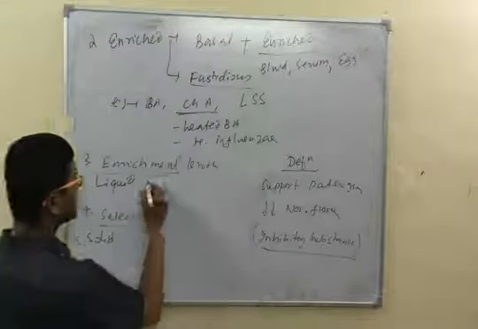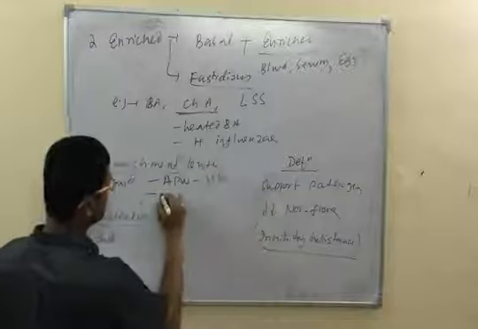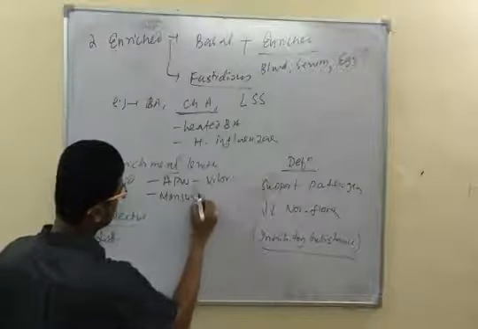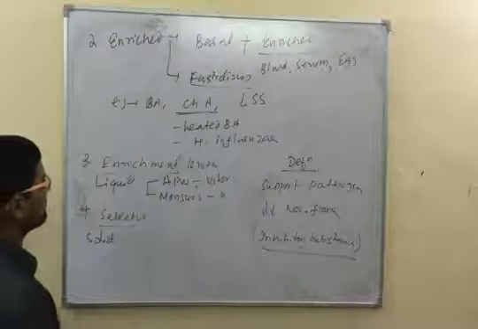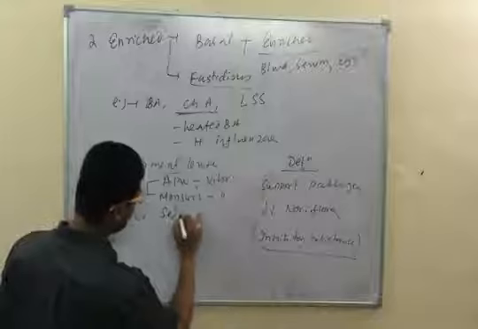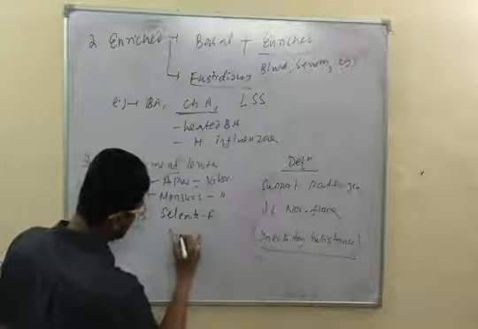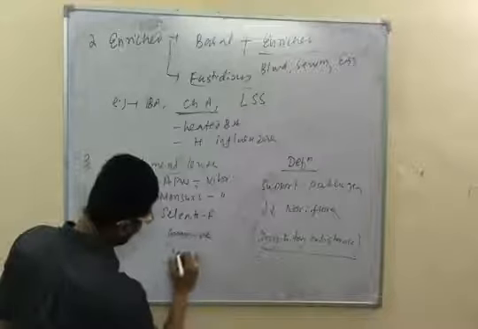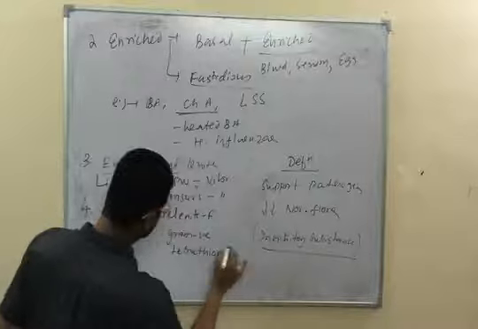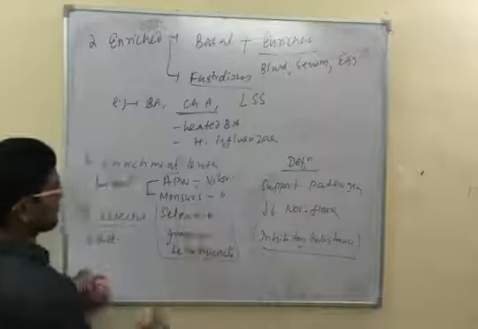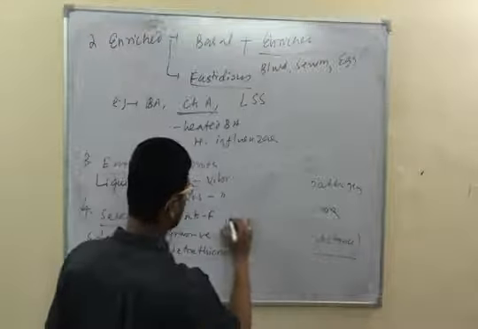Examples of enrichment broth: alkaline peptone water broth for Vibrio, Monsur's broth, this is also for Vibrio. Okay, similarly selenite F broth, gram negative broth and tetrathionate broth. Selenite F broth, gram negative broth and tetrathionate broth, all these three are used for Salmonella and Shigella.